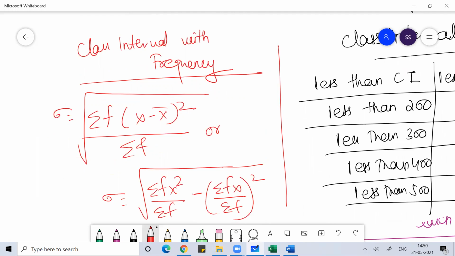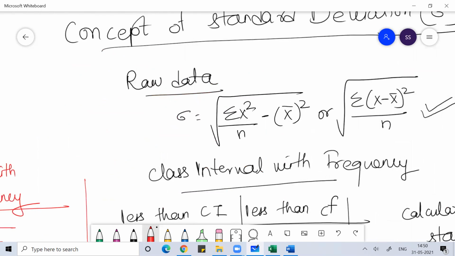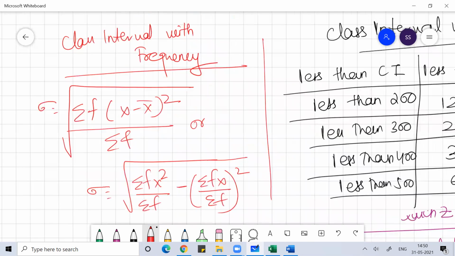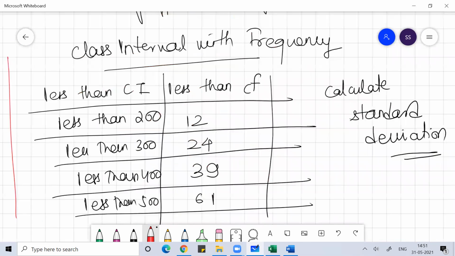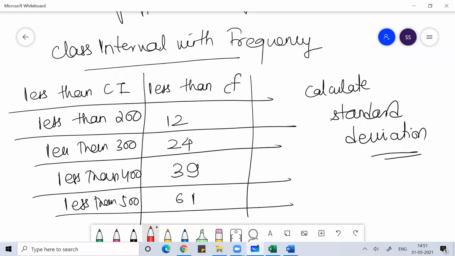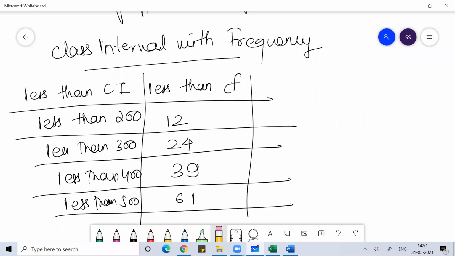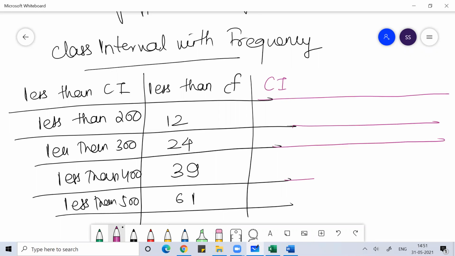You can use any of these formulas, and by using them you get the value of standard deviation. Squaring that will give you the variance. Now, if I give you data like this, you cannot calculate the standard deviation directly. You need to convert this data into normal class interval with normal frequency. Only then can you do any calculation.